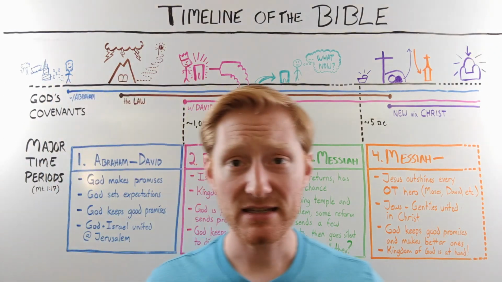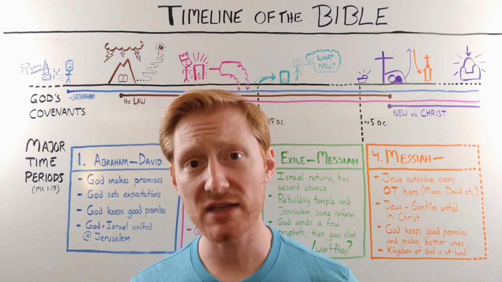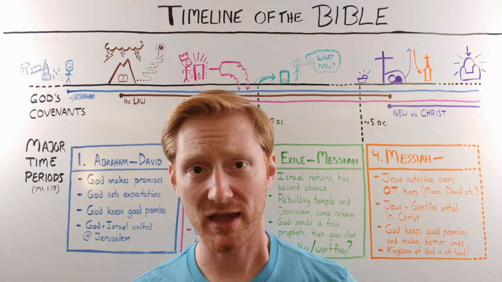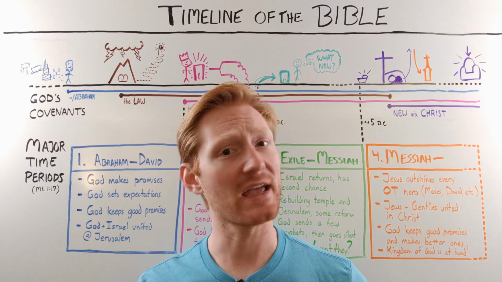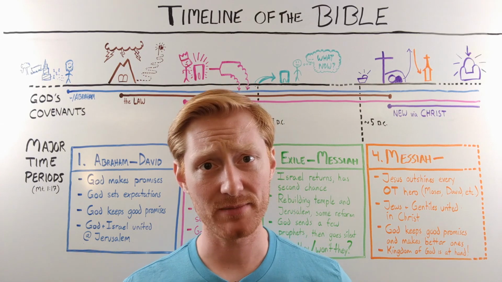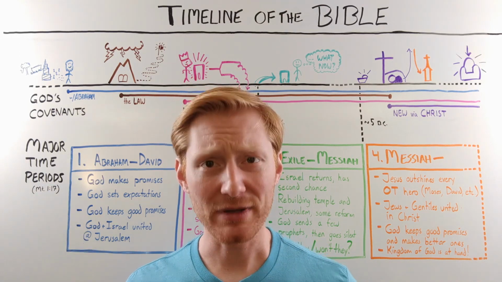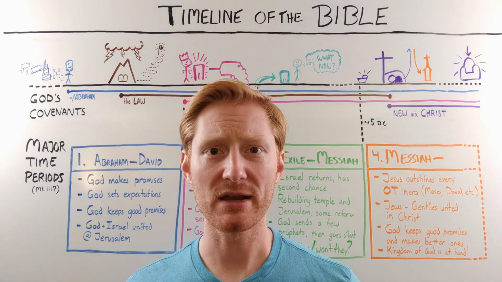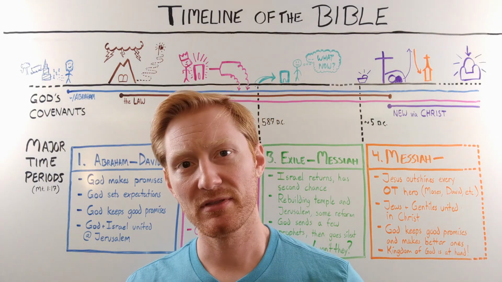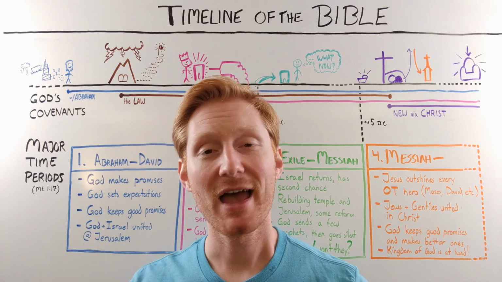So that, in a nutshell, is the timeline of the Bible. These are the major events that happen in the pages of Scripture. And if you understand the 4 covenants, and if you understand the 4 major time periods that Matthew tells us about, then you'll have a really great time reading Scripture. You'll be able to map the passages that you're reading to these time periods, and you'll have a better idea of what's going on.